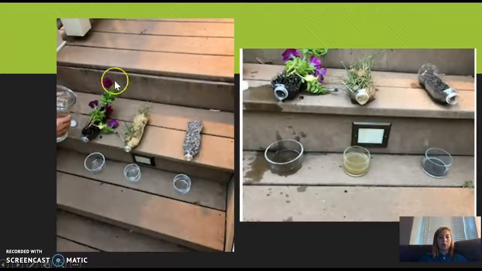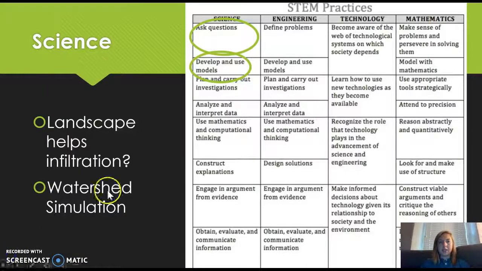Oops. So this was the beginning process and this was the end process. This one with the flower definitely had the least soil runoff, because the roots were really soaking in the water. The next step was to relate it to our STEM practices.